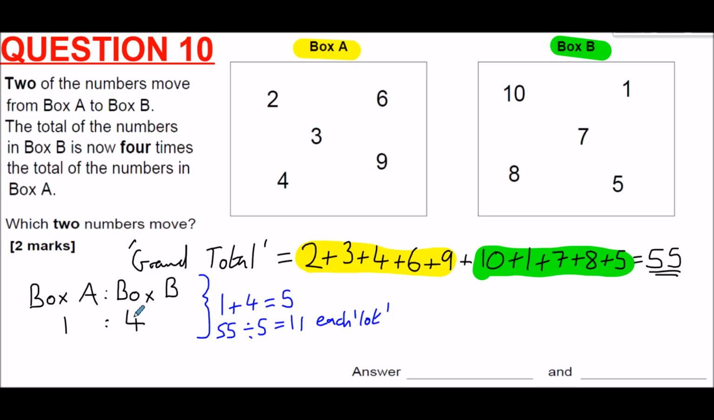So each lot of numbers is worth 11. So box B, we're going to end up with 4 times what's in box A. So in box B, there'll be 4 times 11, a total of 44 in total.